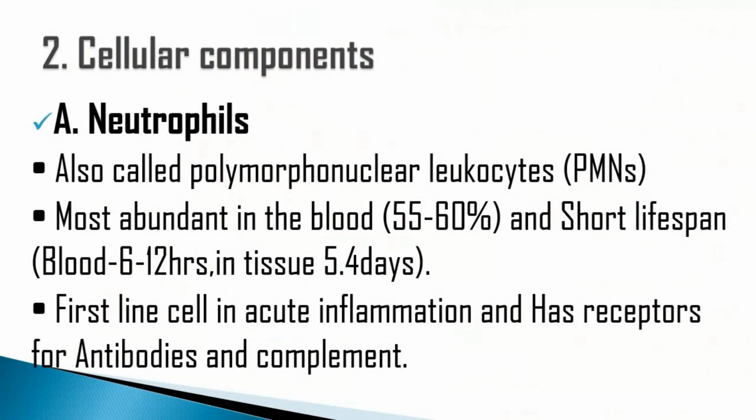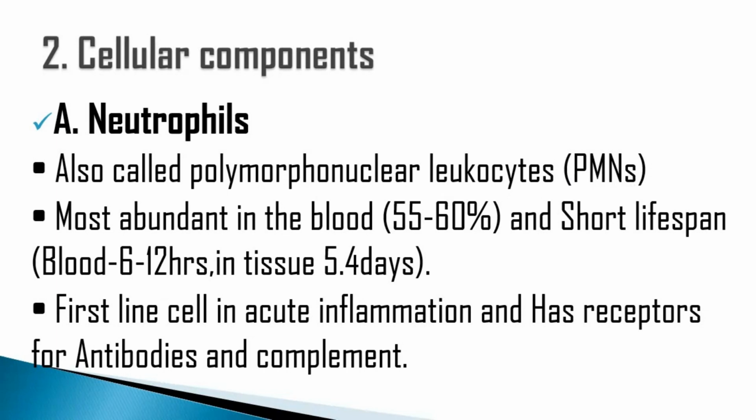Now let's move on and talk about the cellular components of the innate immune system. The first cells that we're going to talk about are called neutrophils. The neutrophils are also called polymorphonuclear leukocytes or polymorphonuclear neutrophils, which are your PMNs.